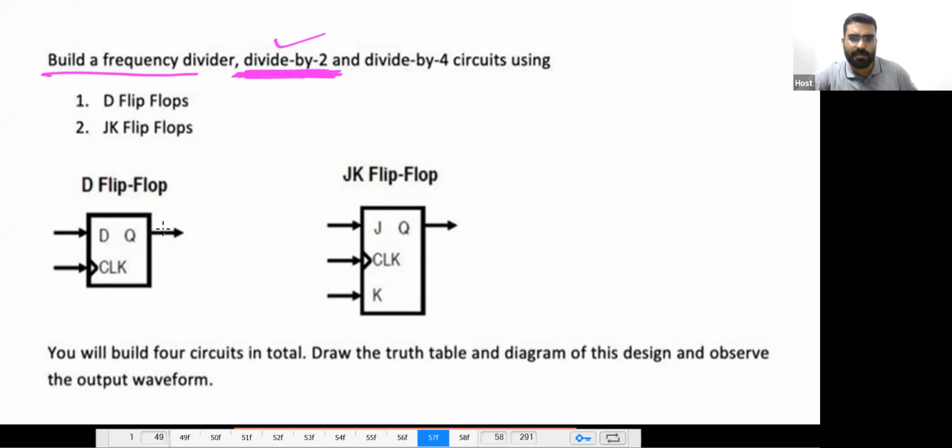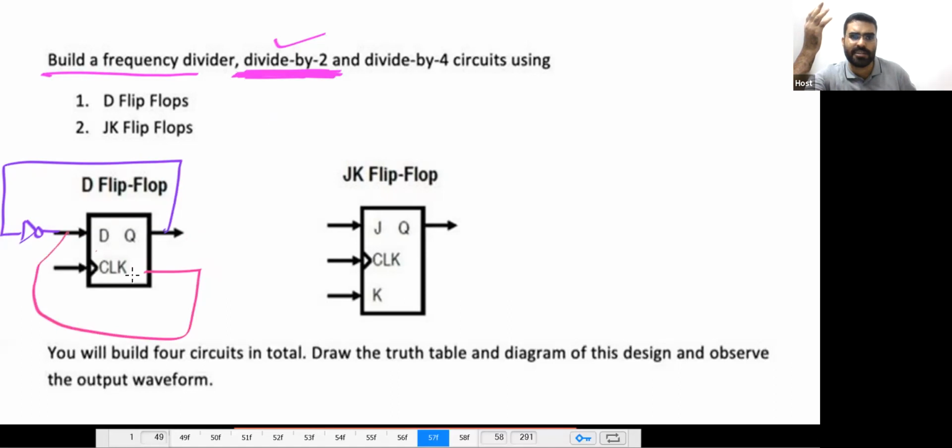I can make this connection. Basically, the complement of this Q I will connect here. Correct? So like this I will do. Or I can directly connect this to D. Either I can do this. Now, anyway, this is fine.